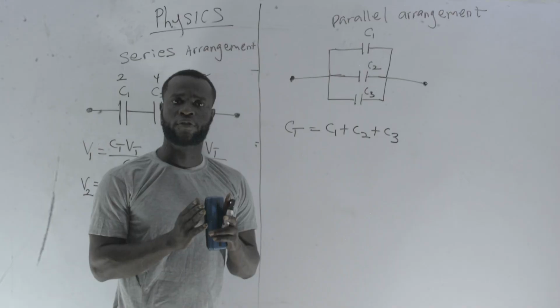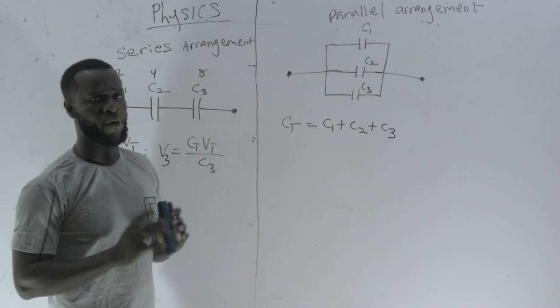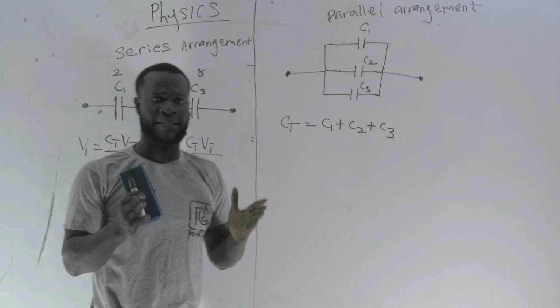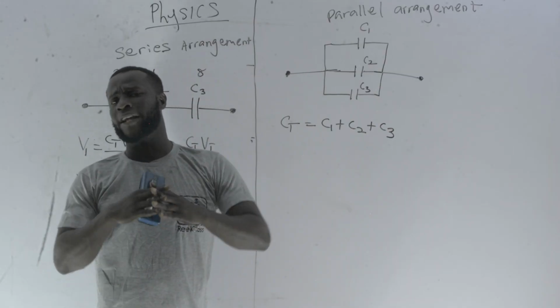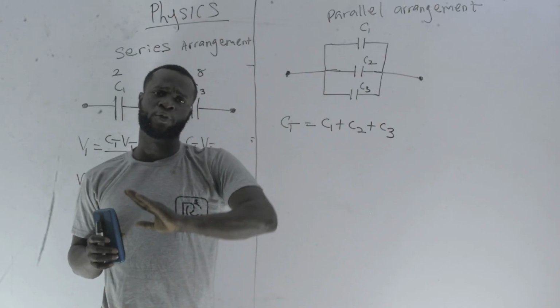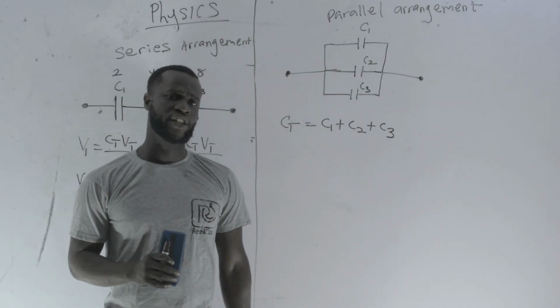However, JAMB would not just give you the question straightforward like this. There are some kind of diagrams whereby it could be a combination of series and parallel. So you need to identify which is series, and you need to be able to identify which of them are in parallel inside that arrangement.